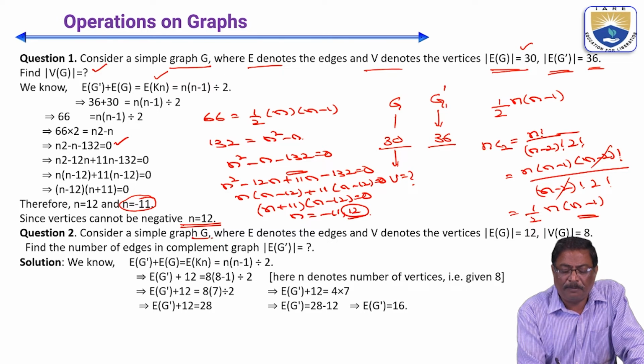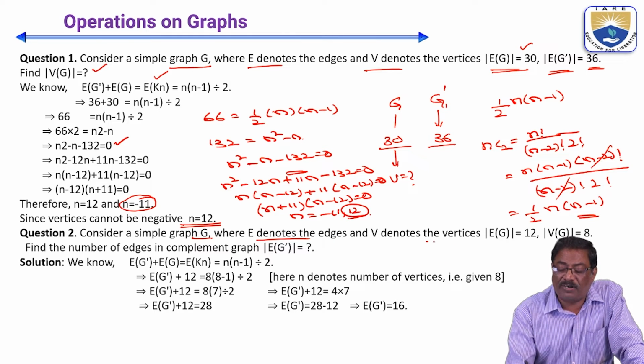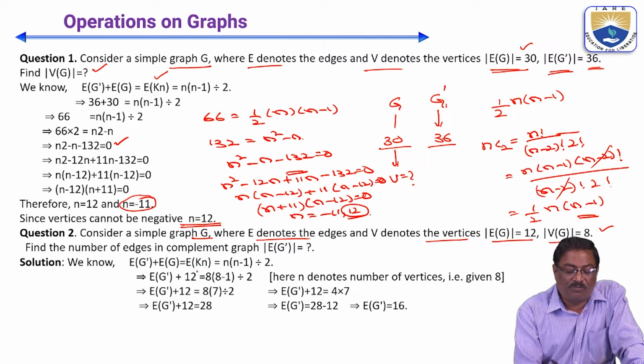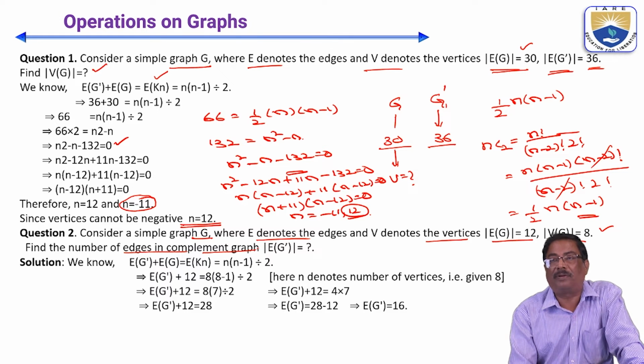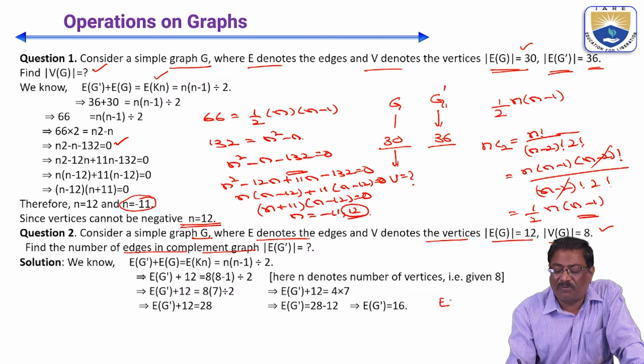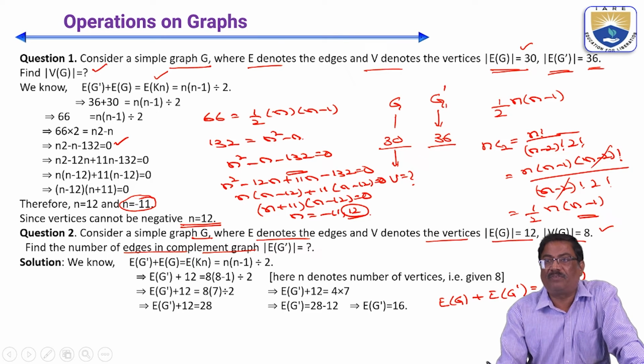Consider a simple graph G, where E denotes the edges and V denotes the vertices of G. Let the number of edges be 12 and the number of vertices be given. Find the number of edges in its complement. In the same way as we discussed, the number of edges in the graph plus the number of edges in G dash is equal to the number of edges in its complete graph with n vertices.